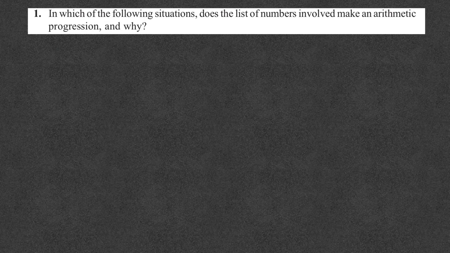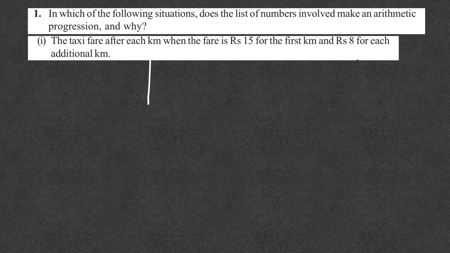Okay, in which of the following situations does the list of numbers involved make an arithmetic progression and why? So, let's check out this over here. The taxi fare after each kilometer when the fare is 15 rupees for the first kilometer and 8 rupees for each additional kilometer. So, for the first kilometer the taxi fare is 15.